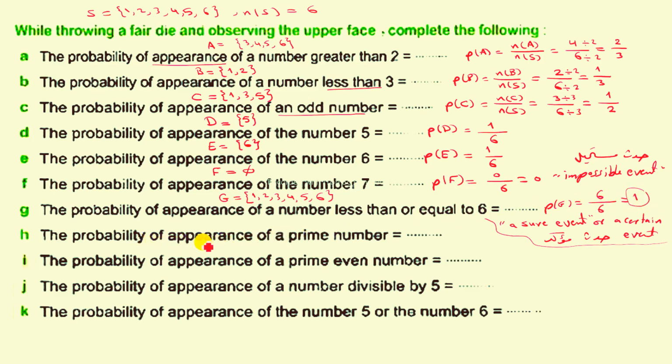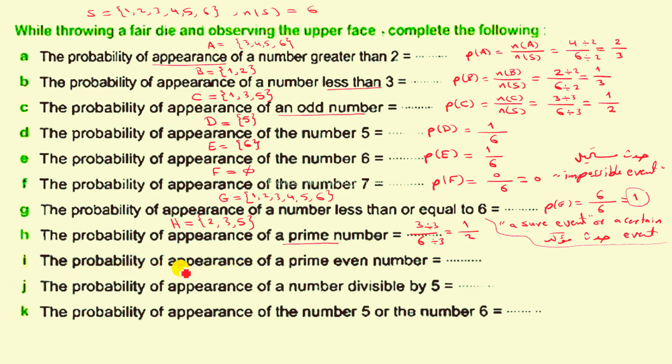Letter H, the probability of appearance of a prime number. Of course, we know the prime numbers. What are the prime numbers on the die? 2, 3 and 5. How many elements? The probability is 3 elements over 6. We simplify by dividing both sides by 3: 1 over 2, half.